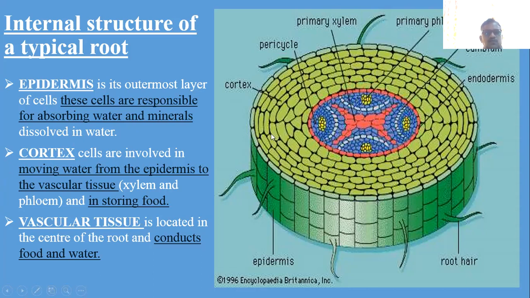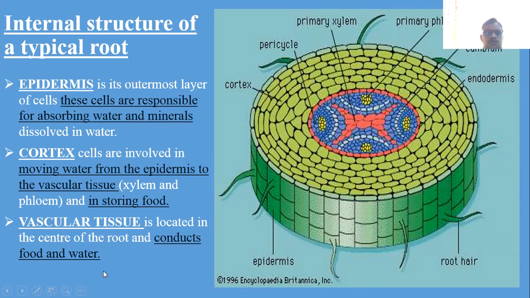Okay, cortex. Now this yellow colored part, which is the cortex, these cells are involved in moving water from the epidermis to the vascular tissue. Vascular tissues are xylem and phloem. They are also involved in storing food. So this is the function of the cortex layer. What are the functions? Transfer of water from the epidermis to the endodermis, and then primary xylem and phloem, and also storing food material.